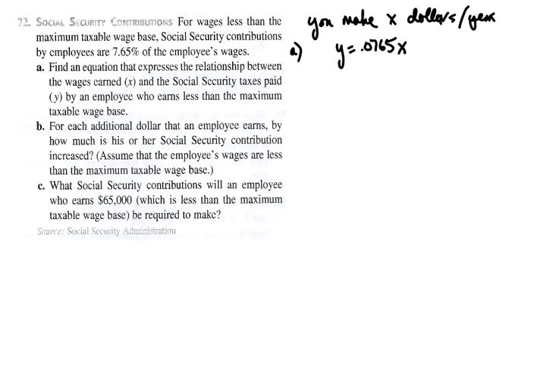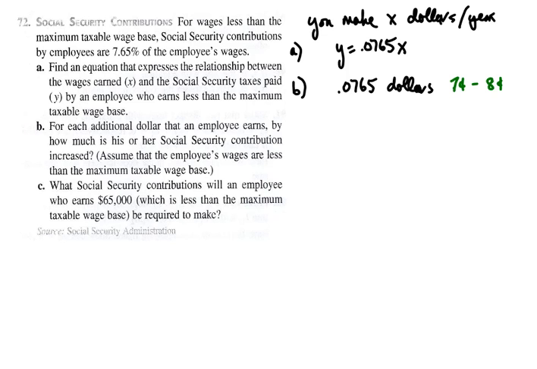Part B, for each additional dollar that an employee earns, by how much is his or her Social Security contribution increased? So if you earned an extra dollar, how much would your Social Security be increased? Well, for each additional dollar that you earn, you would be paying an additional $0.0765, which is roughly 7.65 cents, or between 7 and 8 cents.